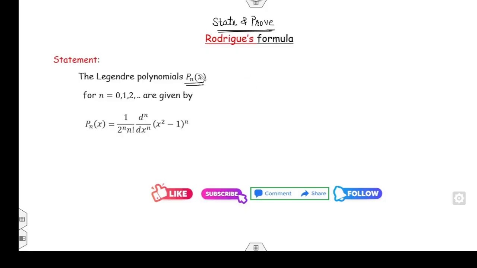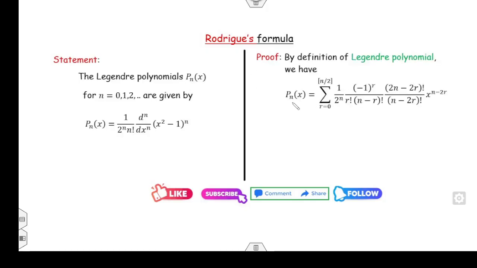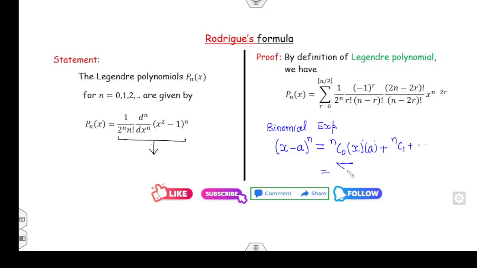First of all, by the definition of the Legendre polynomial, we know Pn(x) is defined by this formula. So now, what is our target? We can start from the right hand side and try to prove it is equal to Pn(x). Look at that. If I use the binomial expansion, you all know the binomial expansion of (x minus a) raised to power n. That will be nC0 x to the power n, a to the power 0, plus nC1 and so on.